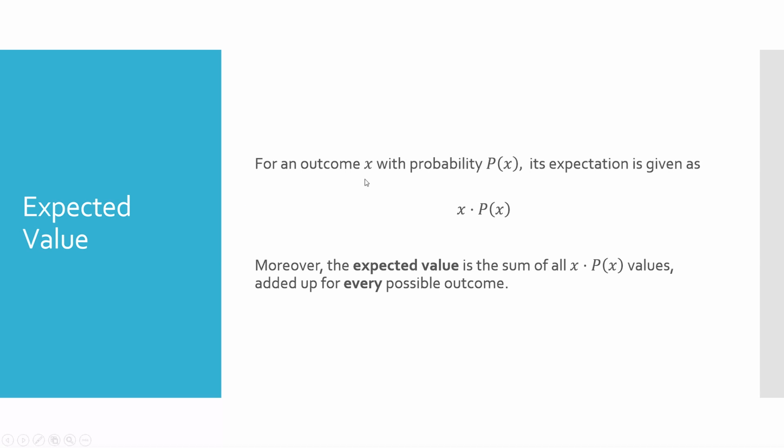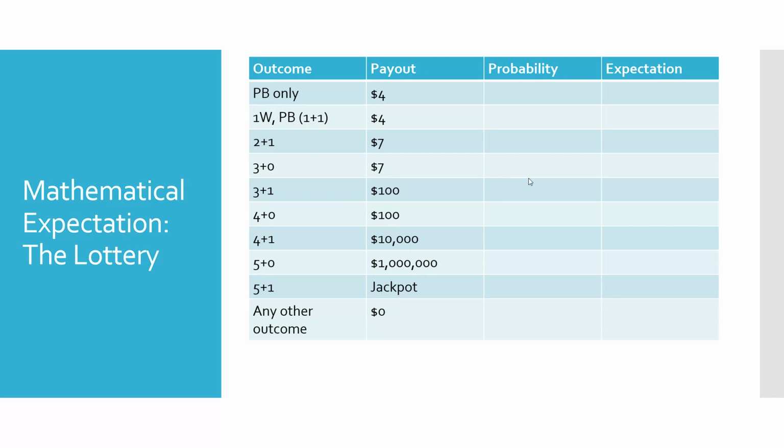You've got some outcome and the probability of getting that outcome. You multiply those two together, you have the expectation for that outcome. You add up the expectation for all of your different outcomes, you've got expected value. That's really it. Outcome times probability. Outcome times probability. That's all you have to do.